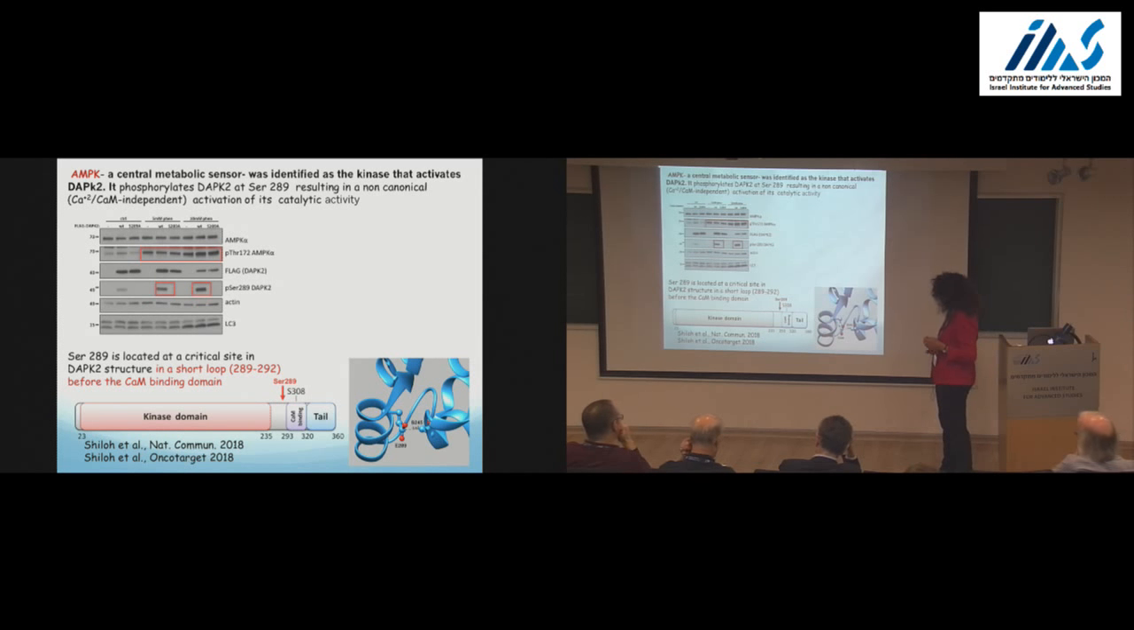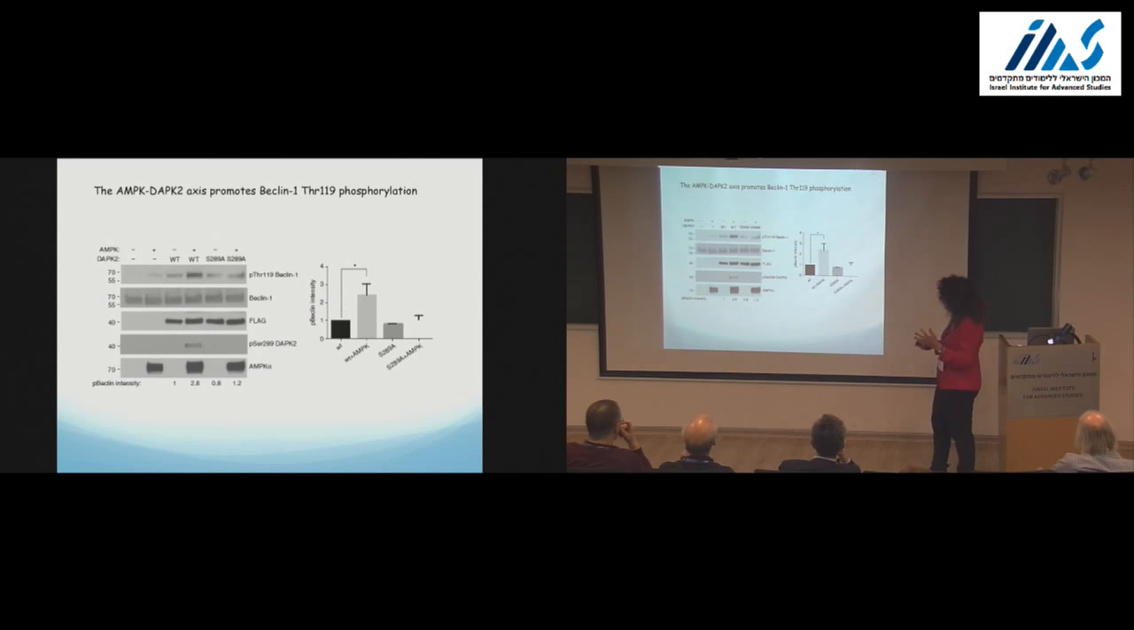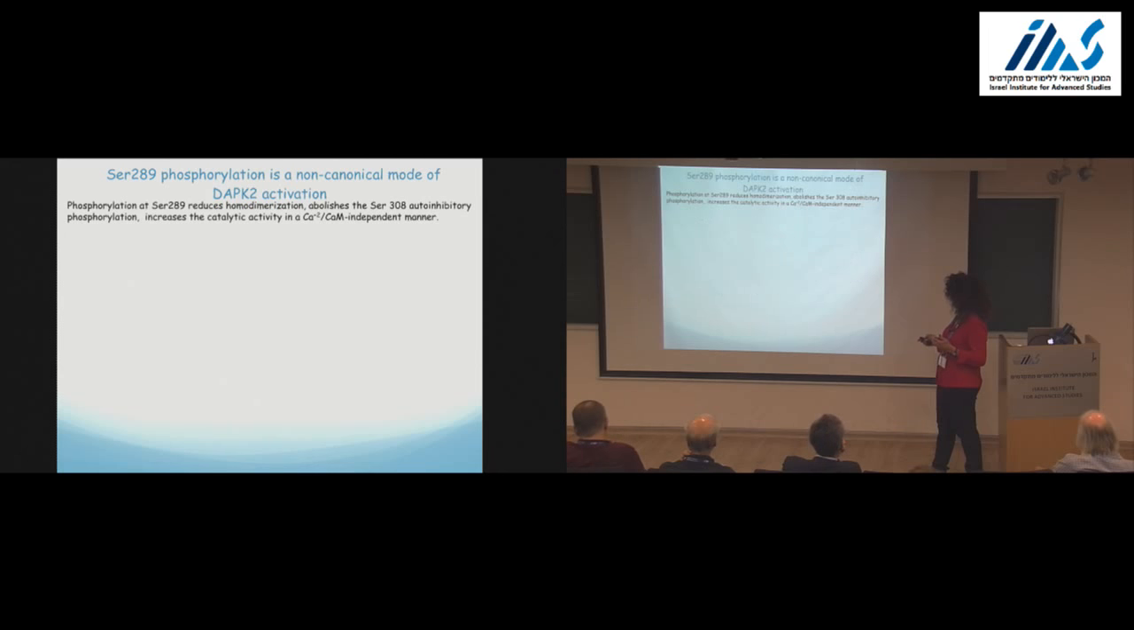And what we have shown is that this is an important hinge that discriminates between the calmodulin regulatory domain and the backbone of the kinase. So we assumed that this phosphorylation would activate the catalytic activity of the kinase very critically. And indeed, this was the case. If we assess the catalytic activity of DAP kinase 2, we see that it is very, very strongly activated by this specific phosphorylation. And more importantly, we have shown that the AMP kinase, DAP kinase axis promotes the Beclin phosphorylation at position 119, which is so important. And you can see it here and quantified here.